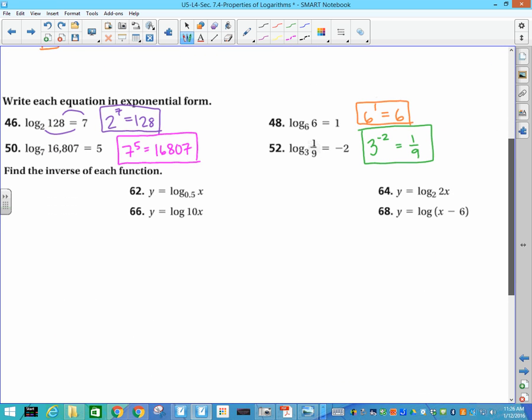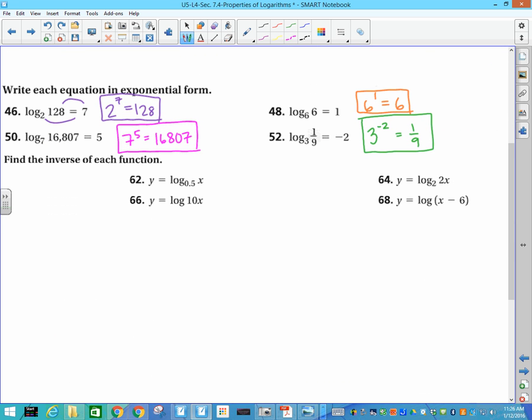All right, so this last group, find the inverse of the function. I did talk about that in the notes, but the key things that you do want to remember are the directions to that. Whenever you're finding the inverse, you're going to switch x and y, whether you do that graphically or algebraically, and then solve for y.